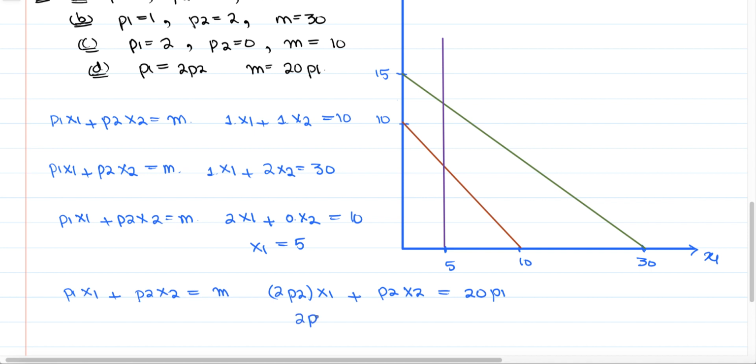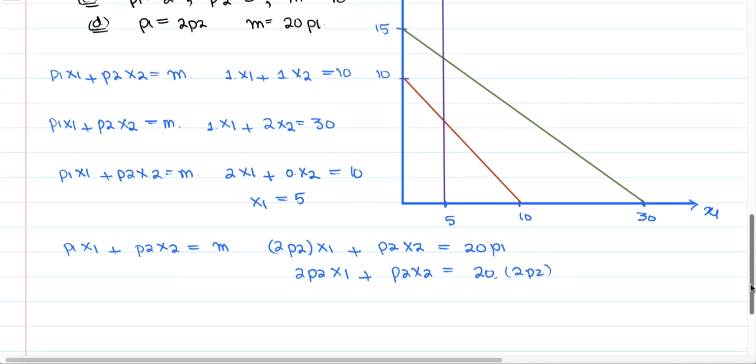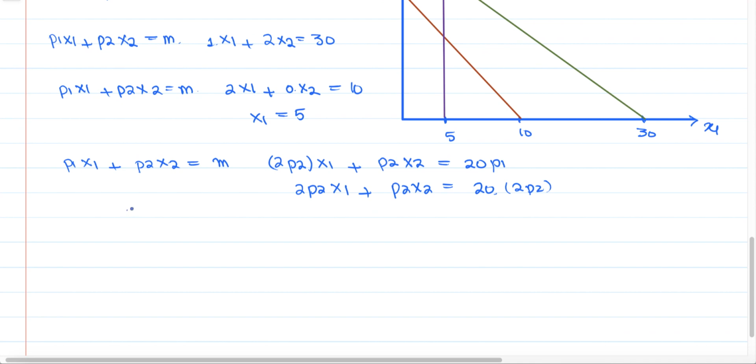So it is 2P2x1 plus P2x2 = 20. In place of P1, again you can write 2P2. I'll write it properly again: 2P2x1 plus P2x2 equals 40P2. Clear? So you can straight away divide. I mean, you can take P2 common from everywhere. This will be 2x1 plus x2 equals 40, right?